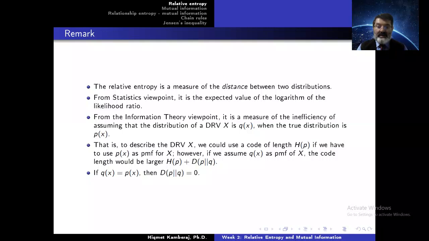That is, to describe the discrete random variable X, we could use a code of length H of p if we use p of x as the probability mass function for X. However, if we assume q of x as the probability mass function of X, the code length would be larger, H of p plus D of p from q. So it is larger by the amount of relative entropy, D of p from q. If q of x is equal to p of x, then the relative entropy is equal to 0.